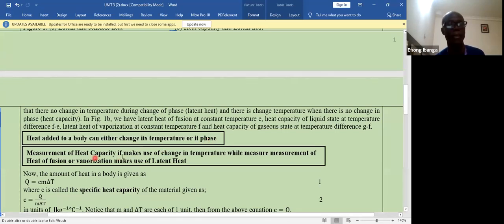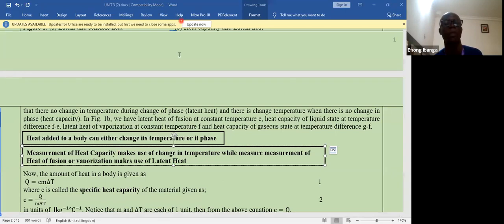Now, measurement of heat capacity makes use of change in temperature, while measurement of heat of fusion or vaporization makes use of latent heat. I think this point is clear. Let me stop and see whether you understand. Let me try to take everybody to where I am now. I hope you understand this point that I've made here. Maybe later on I will allow you to ask questions.